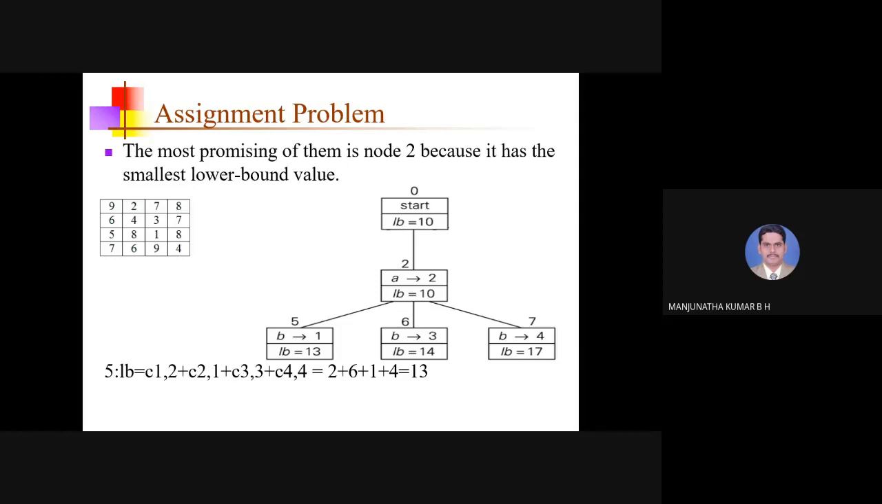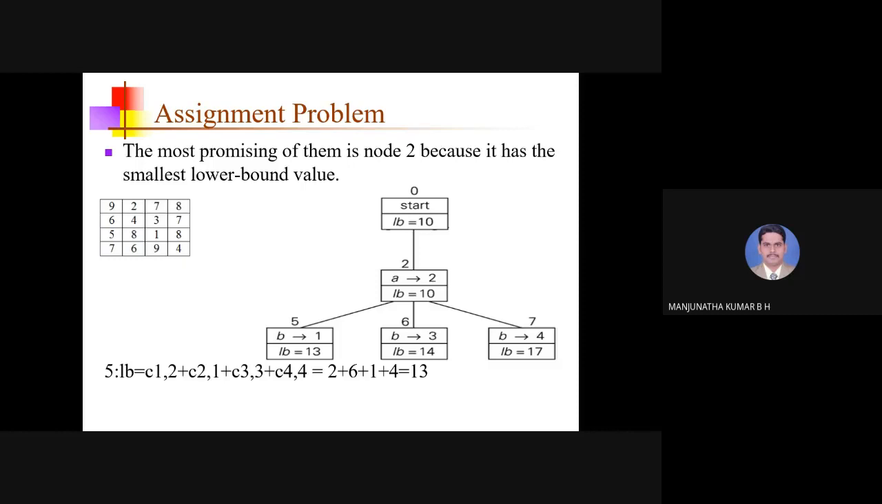Please listen clearly. For node 5, I am assigning job 1 to person B. Person B means second row. Go to the second row. In the calculation, I am using 4 terms. The first term is related with person A. It is already fixed. It is C1,2 only. Second job for first person is fixed. The first term is always C1,2 for this example.